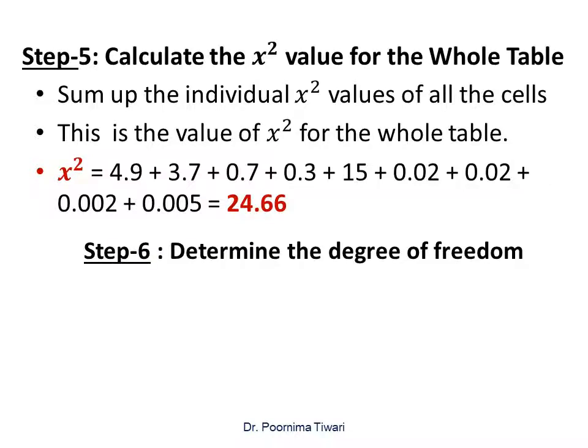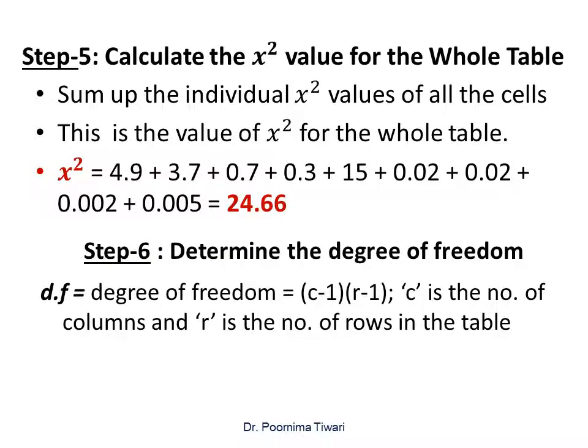Step 6. Determine the degree of freedom. Number of columns minus 1 into number of rows minus 1. In the given table, we have 2 columns and 5 rows. So 2 minus 1 into 5 minus 1, which is 1 into 4. Degree of freedom is 4.